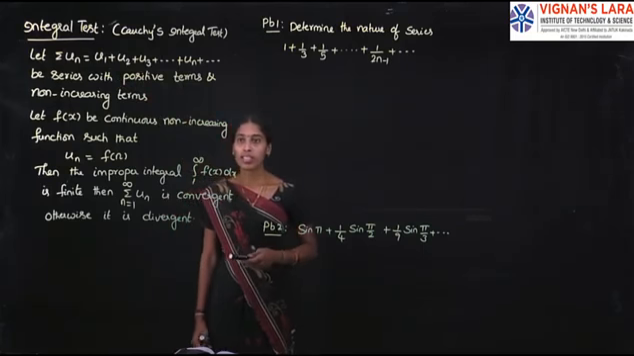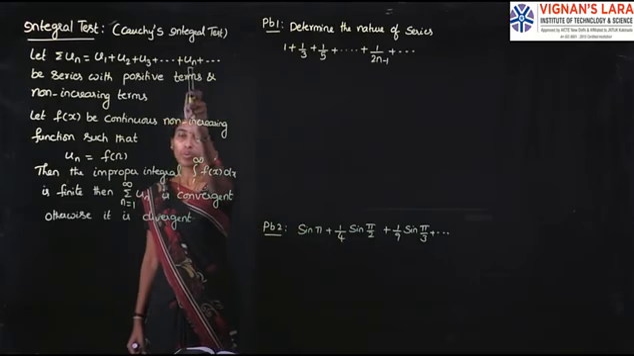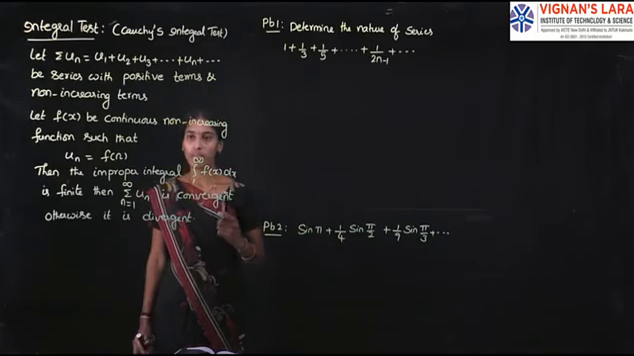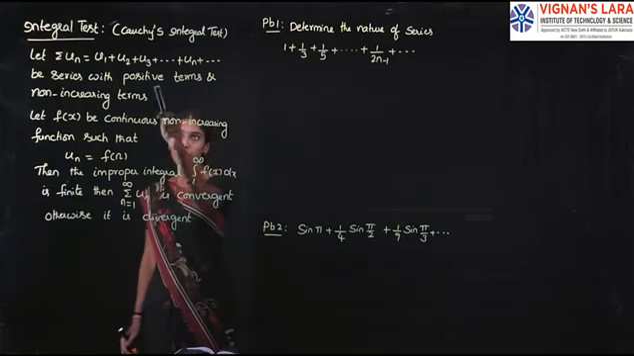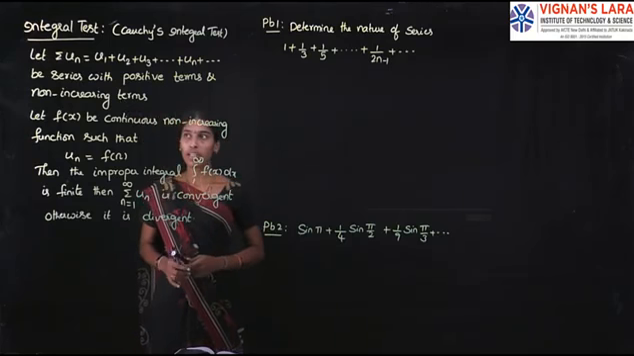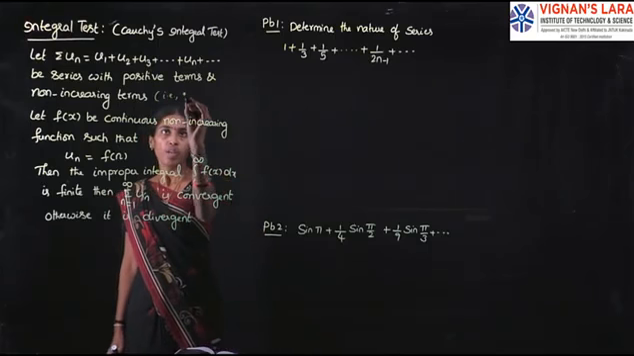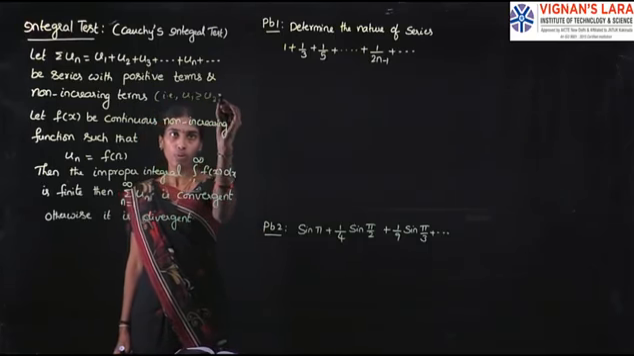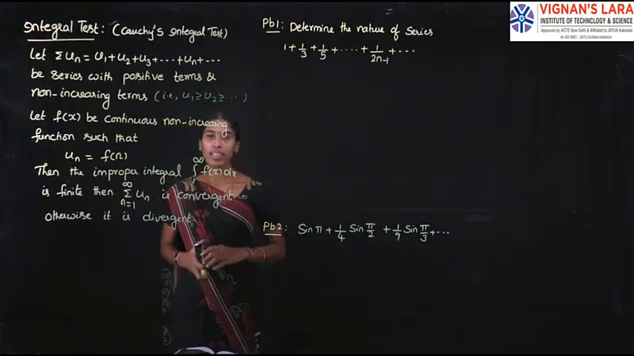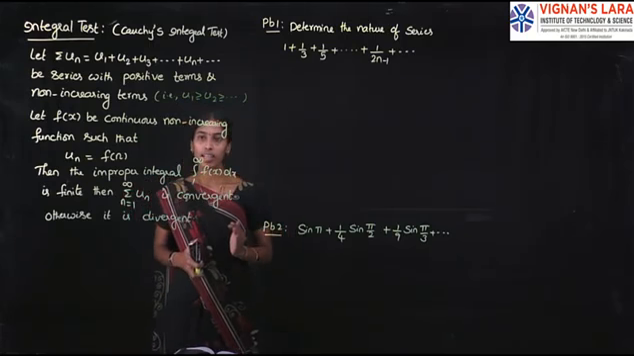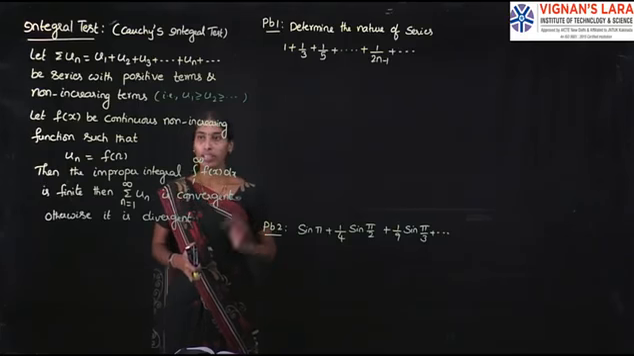So, what is Cauchy's integral test? Summation un is equal to u1 plus u2 plus u3 and so on plus un and so on. Here, it is a positive series. So, series with positive terms and non-increasing terms. The meaning of non-increasing terms is u1 greater than or equal to u2 greater than or equal to and so on. That is, in general we can say that the nth term un is greater than or equal to un plus 1. The terms of a sequence are gradually decreasing, right?